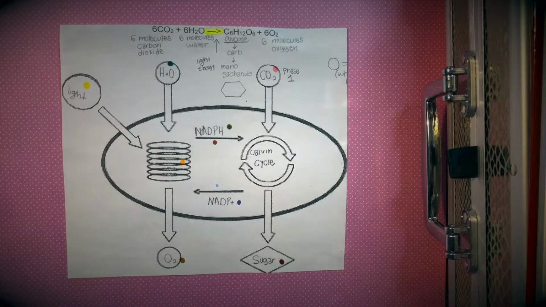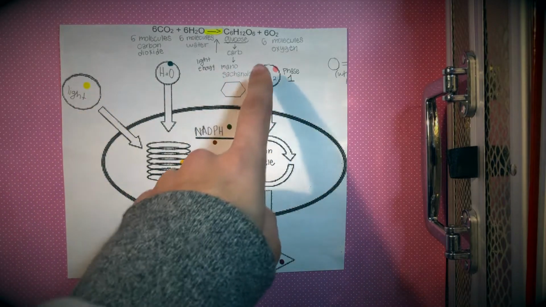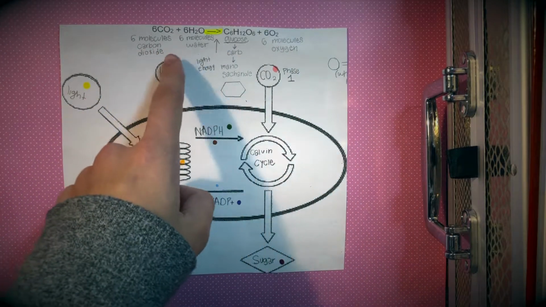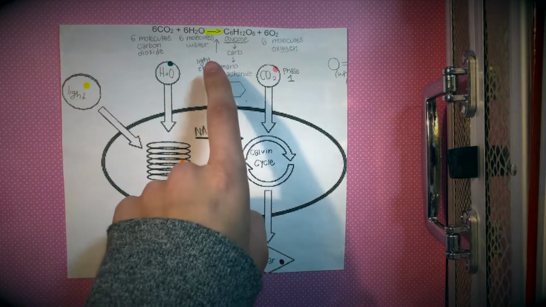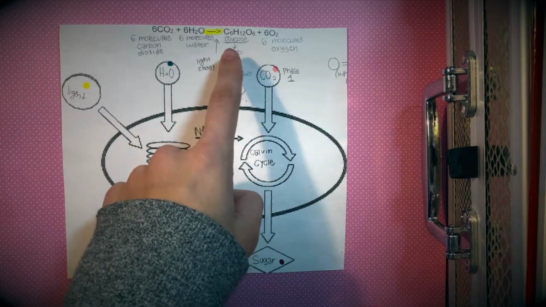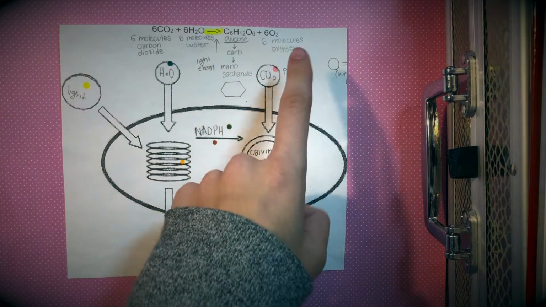The chemical equation for photosynthesis is right up here, and it is 6 molecules of carbon dioxide plus 6 molecules of water, and the arrow signifies light energy turns into glucose and 6 molecules of oxygen.